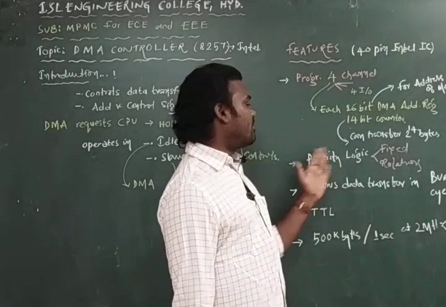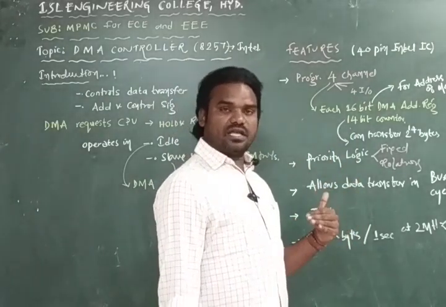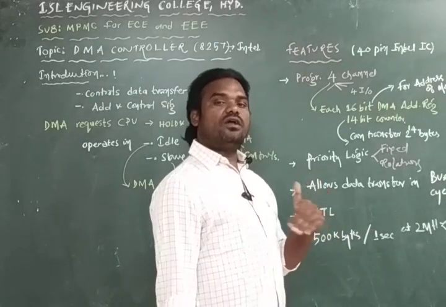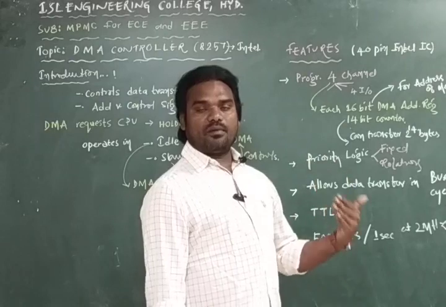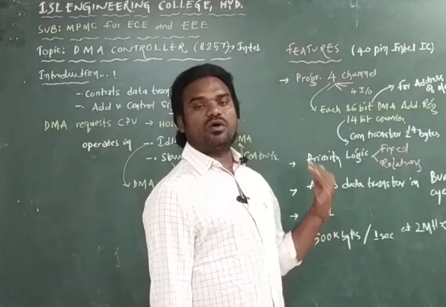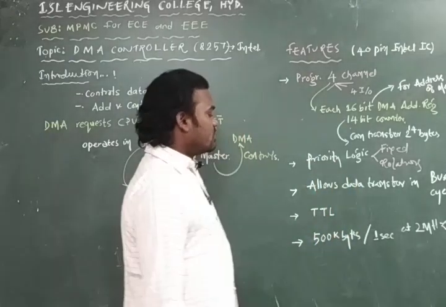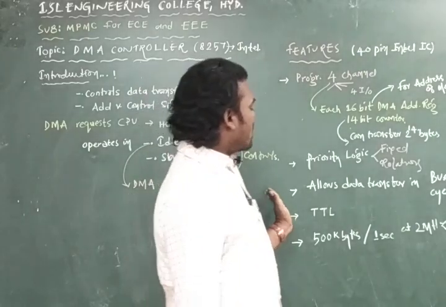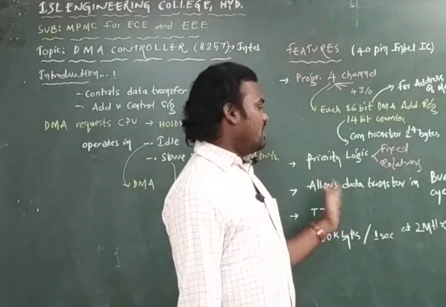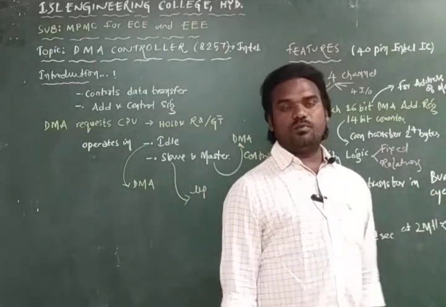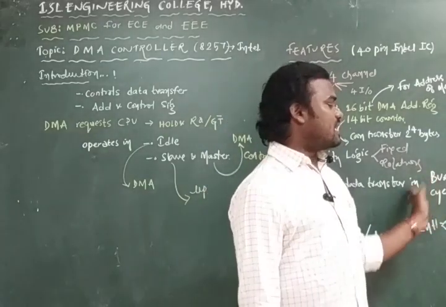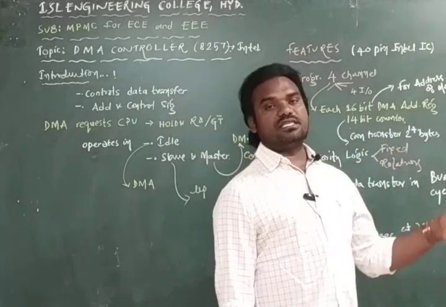So based on the priority logic, each channel is given access to the memory without involvement of the processor. The DMA controller allows the data transfer in two modes, that is burst mode and cycle steal mode. And burst mode and cycle steal mode we are going to discuss in the coming class.